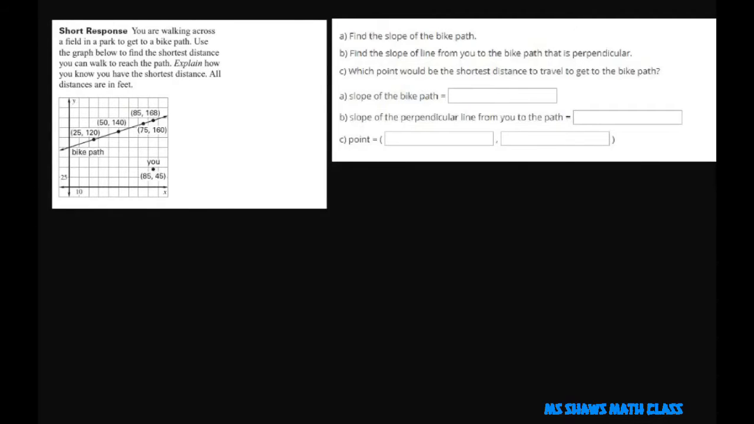Hi everyone. We are going to walk across a field in a park to get to a bike path, and we're going to use the graph below to find the shortest distance we can walk to reach the path. We're also going to fill out this information, A, B, and C. So we want to find the slope of the bike path.